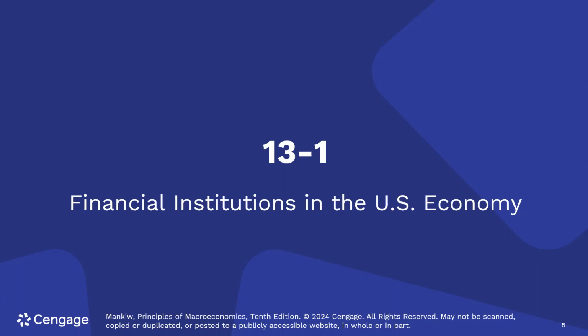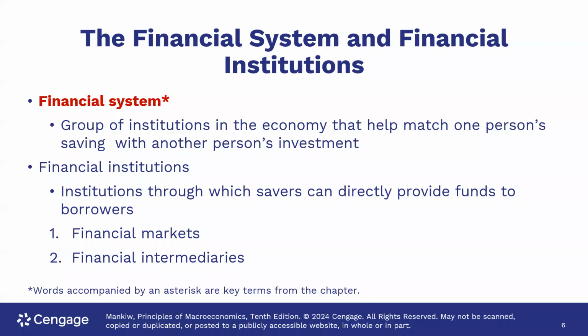The first component is financial institutions in the U.S. economy. First things first, what is a financial system? It is a group of institutions in the economy that help match one person's saving with another person's investment. You can consider that in the economy there are two groups of people. It is an either-or situation, so you are either in one group or the other. There's no third group.